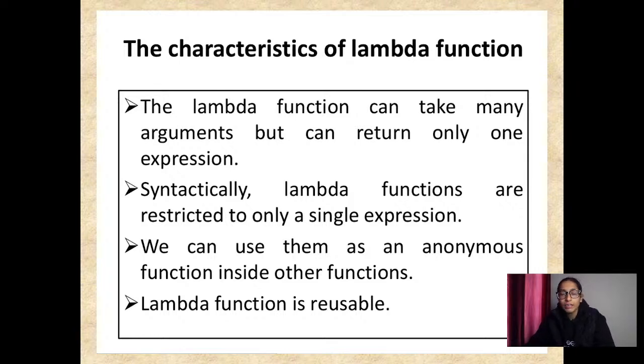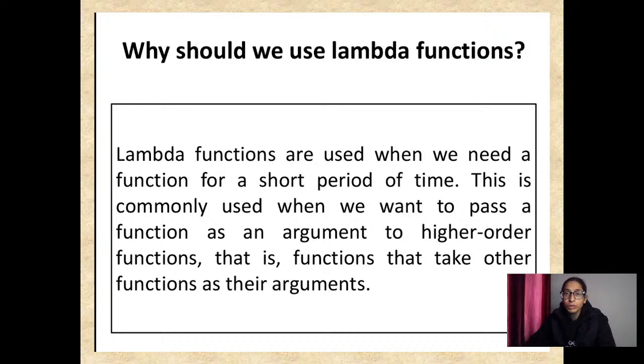Correct, we can give a lot of arguments as input, but as a result we will get only one single expression. Third, we can use them as an anonymous function inside other functions. Fourth, a lambda function is reusable, and this is the main advantage of using lambda functions, that we do not have to put in as much effort to declare each and every function in a particular part. Correct?